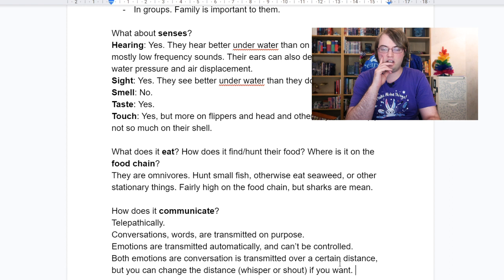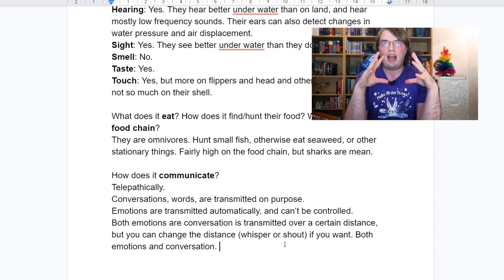And then the question is, can you change the distance only for conversation or also for emotions? Can you shut down so that only people within like a decimeter from you can sense your emotions? I suppose, yeah, let's say you can do that. Because that means you can pretend to not be sad, but you're also not transmitting your emotions, so people won't know if you're sad or not. And that could be a good source of conflict if someone always keeps their emotions to themselves, literally. Yeah, let's say that.